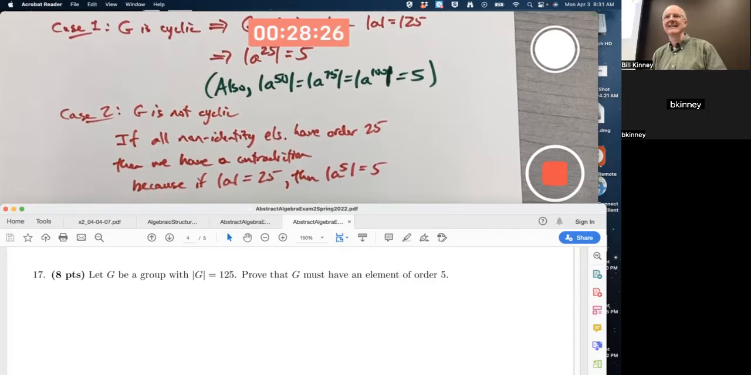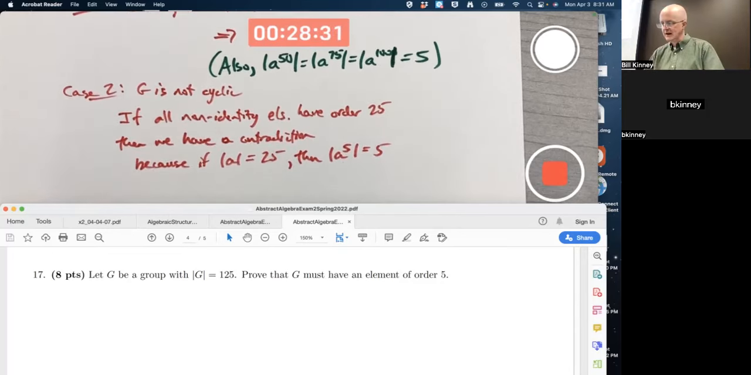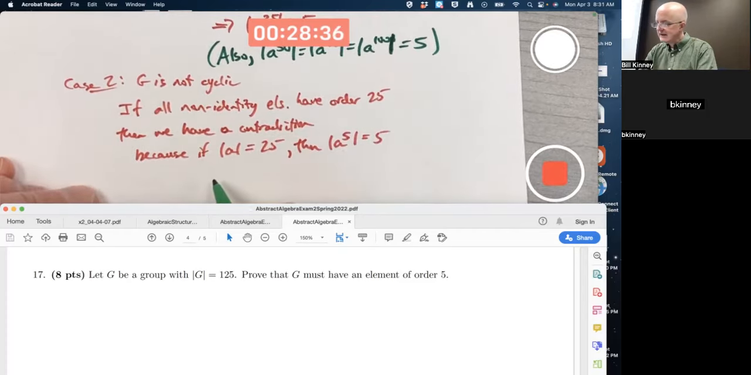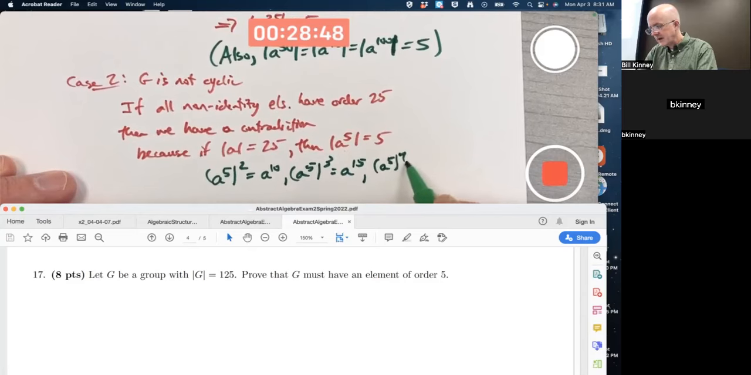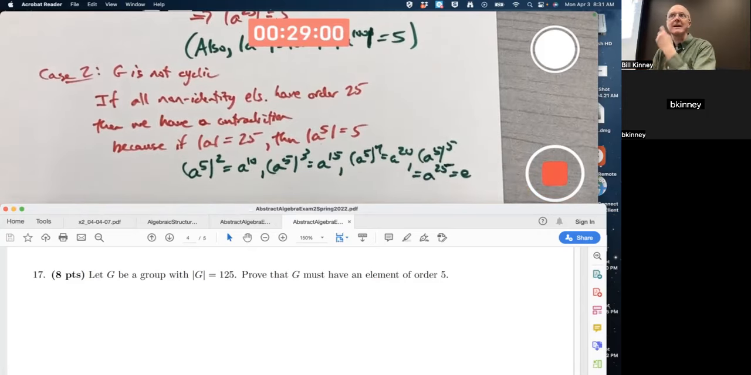Why is that the order of A to the 5th? Because if A has order 25, then A to the 5th squared is A to the 10th, which is not E. A to the 5th cubed will be A to the 15th, which is not E. A to the 5th to the 4th will be A to the 20th, which is not E, but A to the 5th to the 5th will be E. That'll be the lowest power that gets you back to the identity.